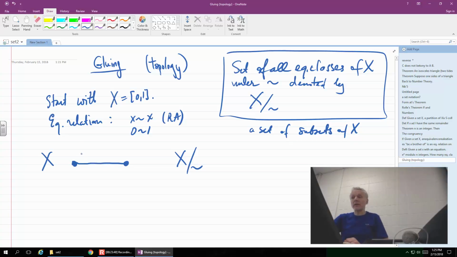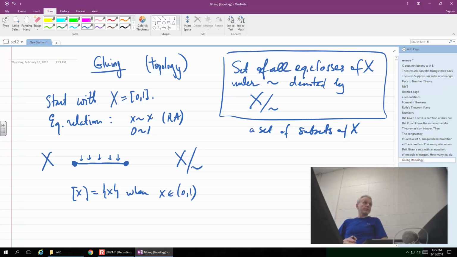And like I said, there is only one equivalence class inside of the interval 0, 1. So the equivalence class of X is equal to X, remember this, when X lies between 0 and 1, right? Okay, and the equivalence class of 0 is equal to the equivalence class of 1, okay?